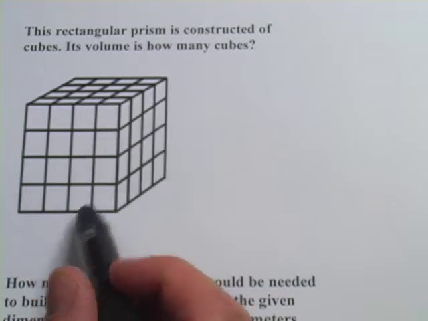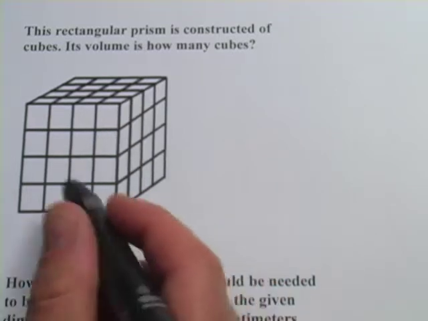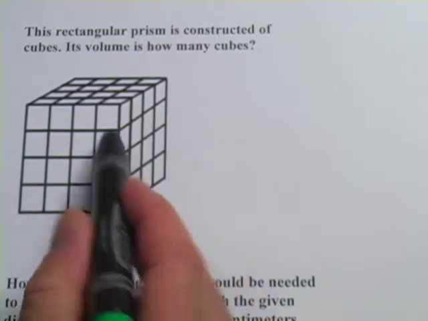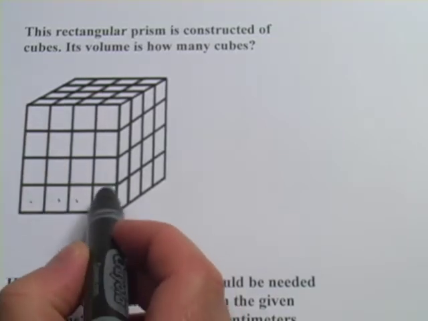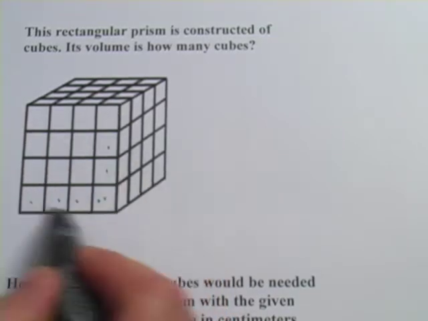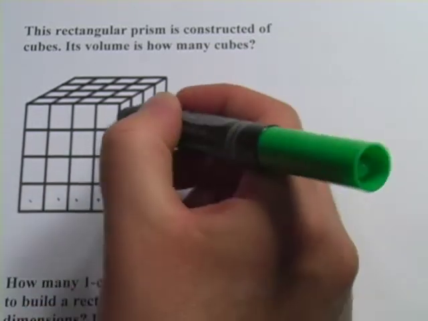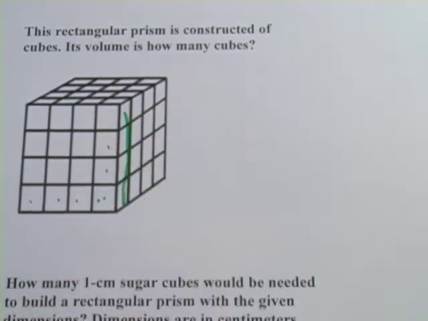This question says, this rectangular prism is constructed of cubes. Its volume is how many cubes? Well, if I think about this, I've got this slab of cubes on the front, and it's 1, 2, 3, 4 by 1, 2, 3, 4. So there are 16 cubes in this one slab.